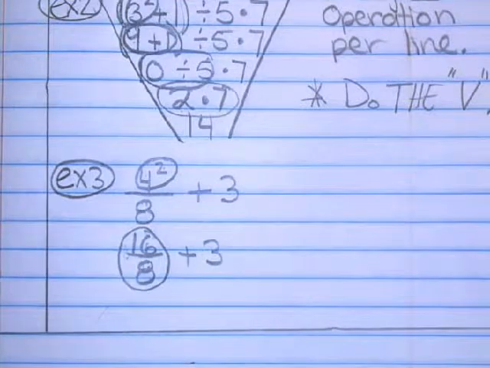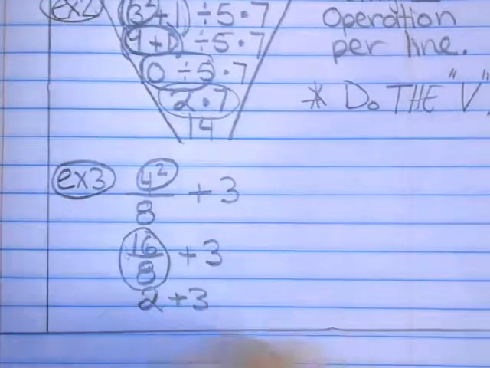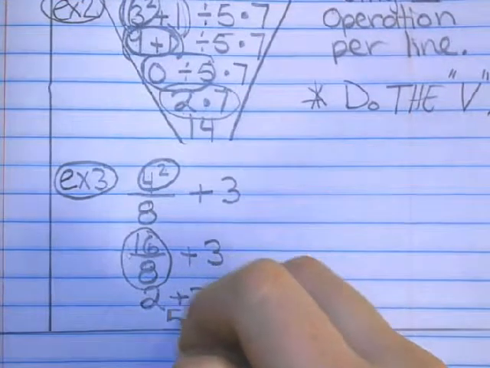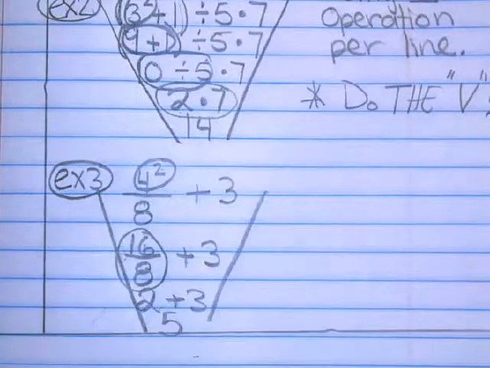16 divided by 8 is 2. Bring down the 3. 2 plus 3 is 5. And again, I have my V. It funnels down to my final answer.